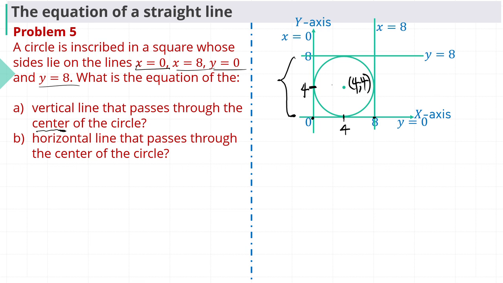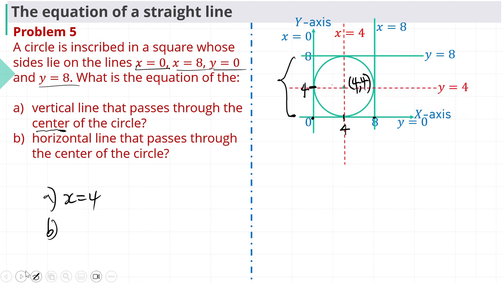Now, first question A. What is the equation of the vertical line that passes through the center? So this vertical line that passes through the center is simply going to be x equals 4. The horizontal line that passes through the center is simply going to be y equals 4.